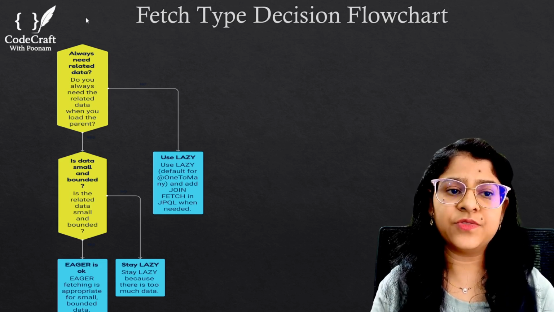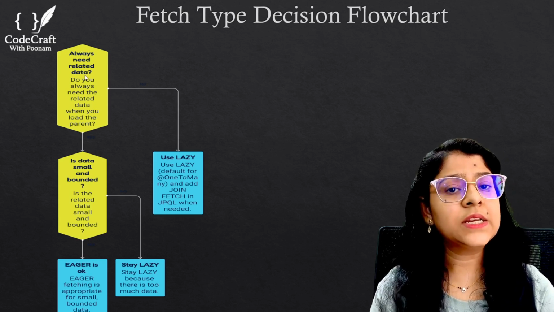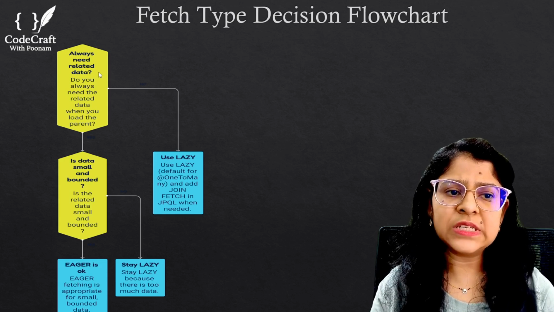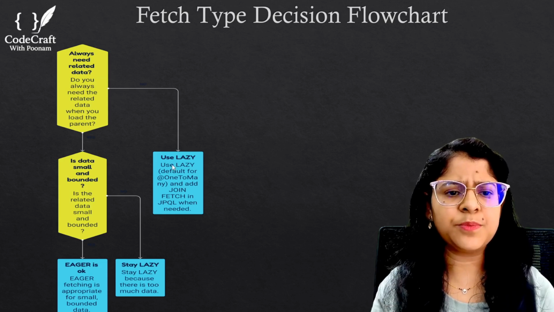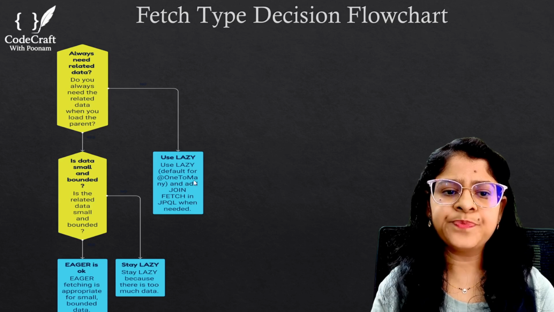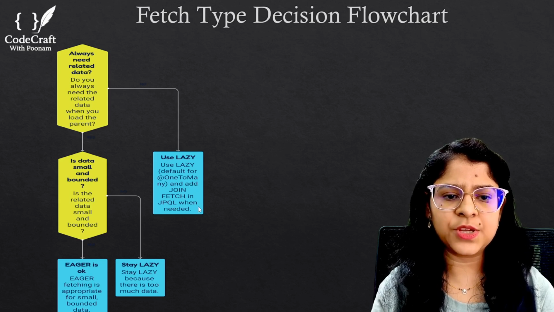So in the first case, you need to understand what you want. If you don't always need the related data, then it's a better approach to use lazy. Use lazy as the default for @OneToMany and add join fetch in JPQL when needed.